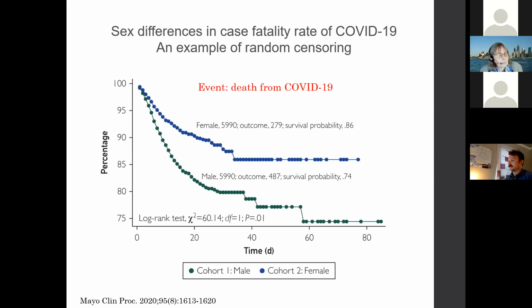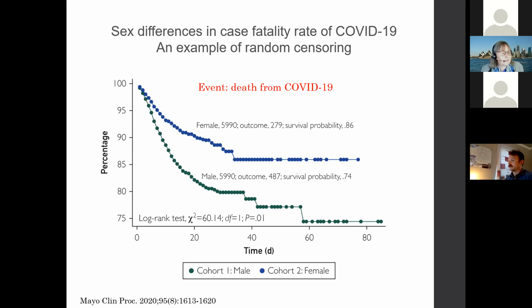So here's an example of a curve. This is another COVID one, a paper from last year, where they were looking at differences in survival from COVID-19. The event was death from COVID-19 between men and women. And they found that women overall have better survival. These are men and women who are matched for potential comorbidities like obesity and heart disease. They found women have a better survival.